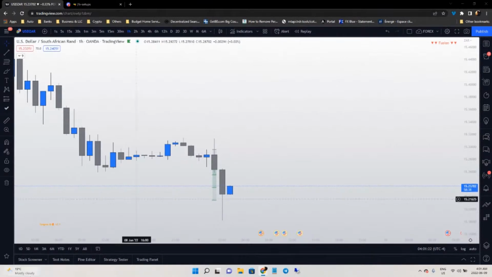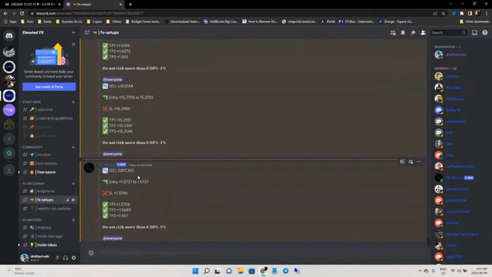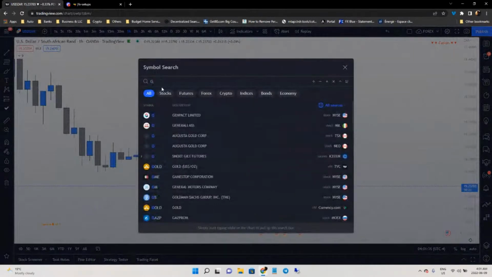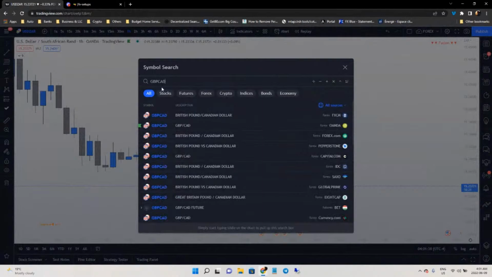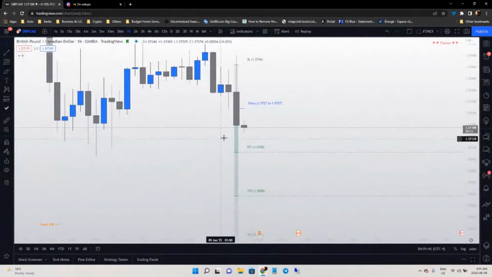Okay, so let's look at. Hope you guys are excited about what we're gonna have here. So we have GBPCAD as a sell. So GBPCAD. So that's a free setup for you guys. So we have GBPCAD for sell. So I'm just gonna take that trade on my end, on my FTMO account.